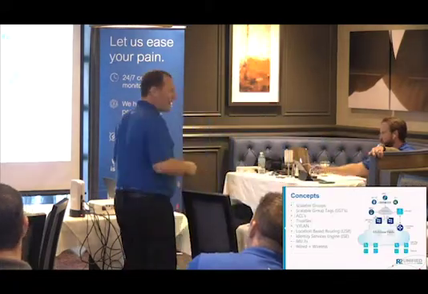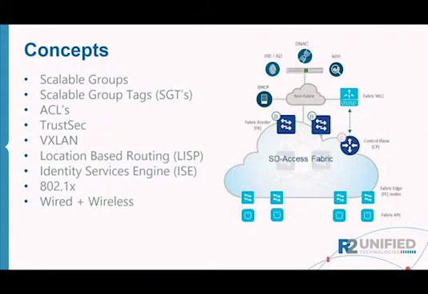So concepts, right? And this can be really deep stuff. So I'm going to stay as high level as I can. I'm going to make a lot of comments about SGTs and TrustSec and VXLAN. If I lose you, I apologize. But we can definitely come to your office and go into greater detail. But these are the common principles, right? The concepts. Scalable groups, scalable group tags, ACLs, TrustSec, VXLAN, LISP or location-based routing, identity services, 802.1X, wired plus wireless. These are all the concepts that are neatly stitched in a big box for SDA. There's more, right? There's other concepts that we haven't even got to yet, right?